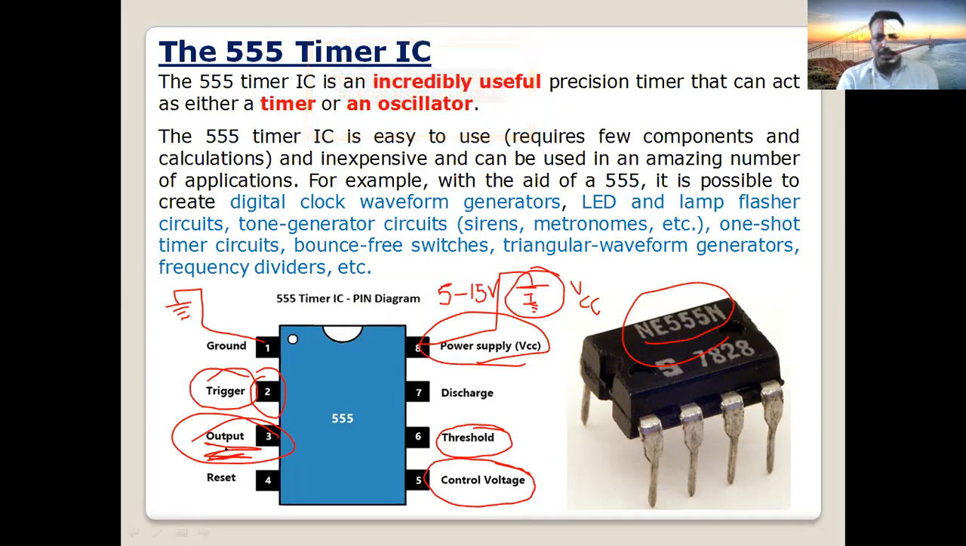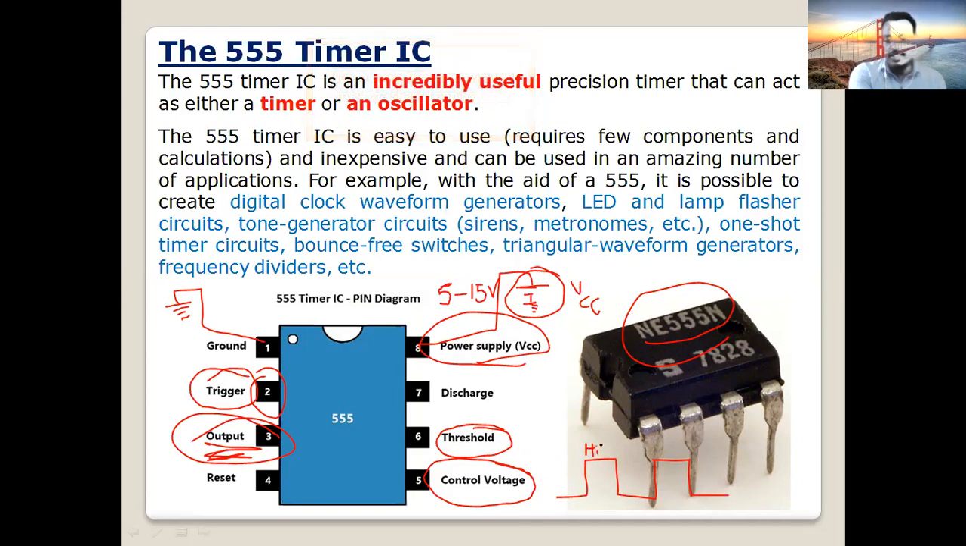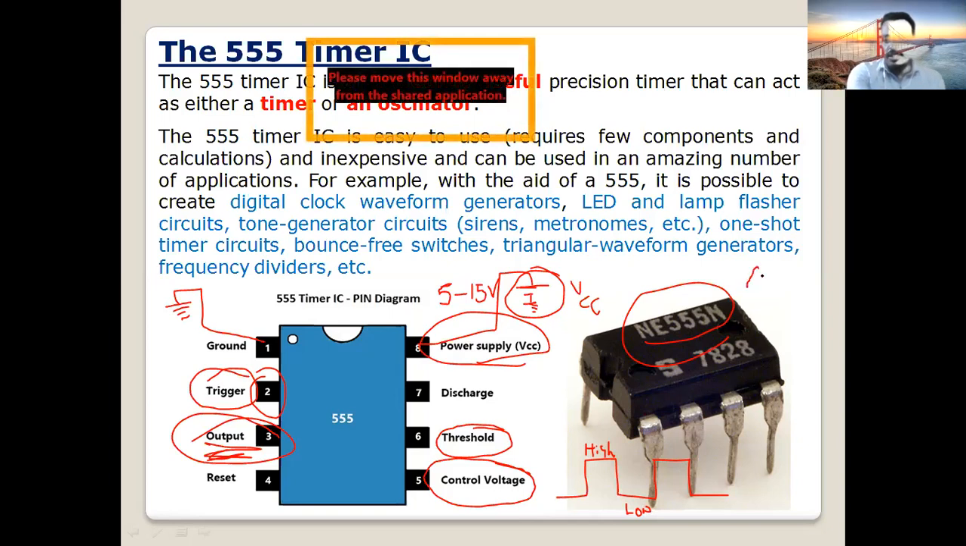Another important thing you have to know: the output of this 555 timer has only two states. It can be low or high. Either low or high is what we call a digital signal, right? Digital signals have only two states. The output can be high voltage state, or it can be low, no other option. It's not like a continuous time signal, which can have any value. But digital outputs have only two states, either high or low.